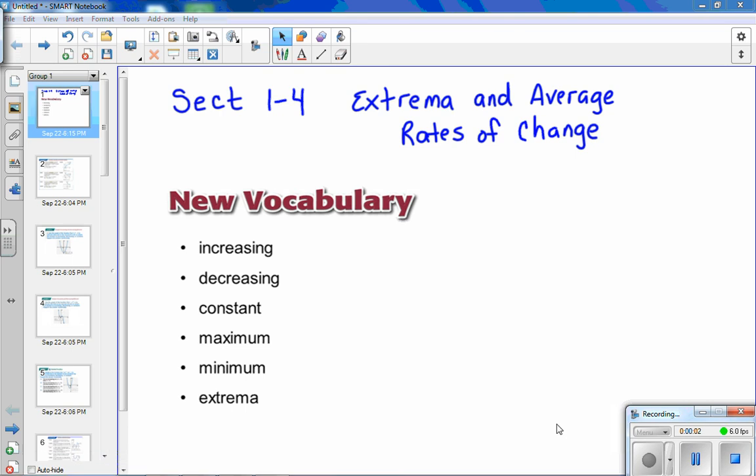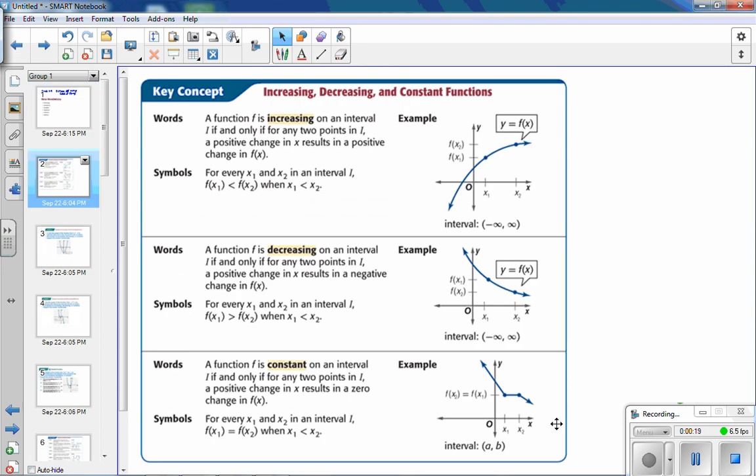This is section 1-4, Extrema and Average Rates of Change. Some of the vocabulary we're going to be looking at: increasing and decreasing functions, constant functions. We'll be looking at maximum and minimum value and what is meant by extrema. Now, the first thing we're going to talk about is increasing, decreasing, and constant functions.